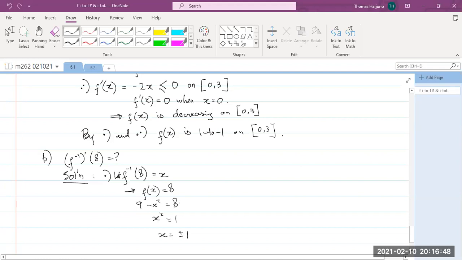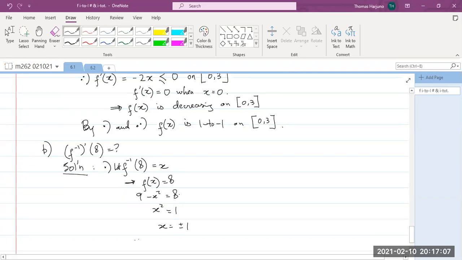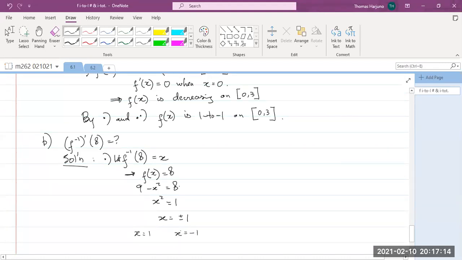Okay, but which one do we use? We use the positive. Why do I use x equals 1 and not x equals negative 1? Why do I reject this one? Because our interval is 0 to 3. That's right, because this is not in 0 to 3.